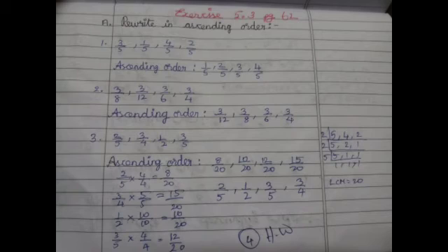Next, third question: 2 by 5, 3 by 4, 1 by 2, 3 by 5. All the denominators are different numbers and numerators are also different. So we need to take the LCM. The denominators are 5, 4 and 2. You can take and write the LCM in the rough column. The LCM is 20. So we need to make all the denominators into 20.